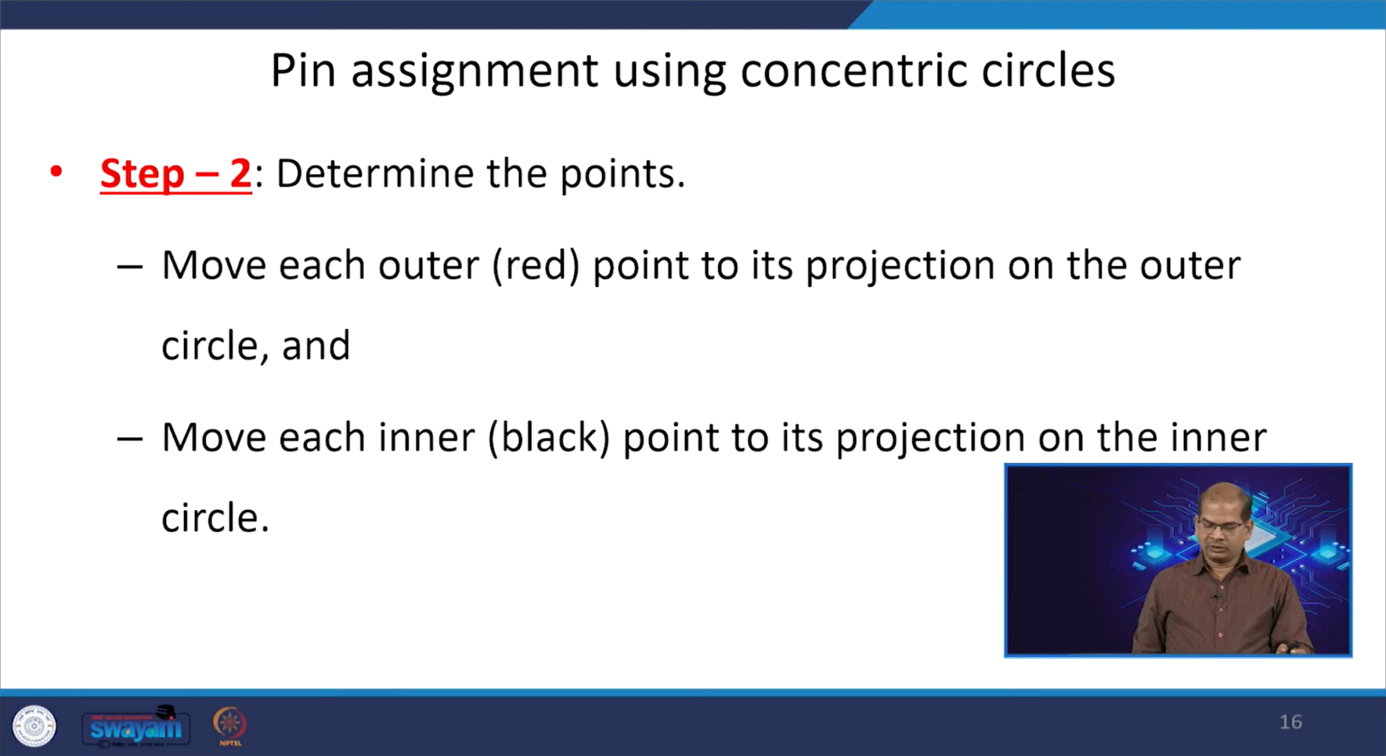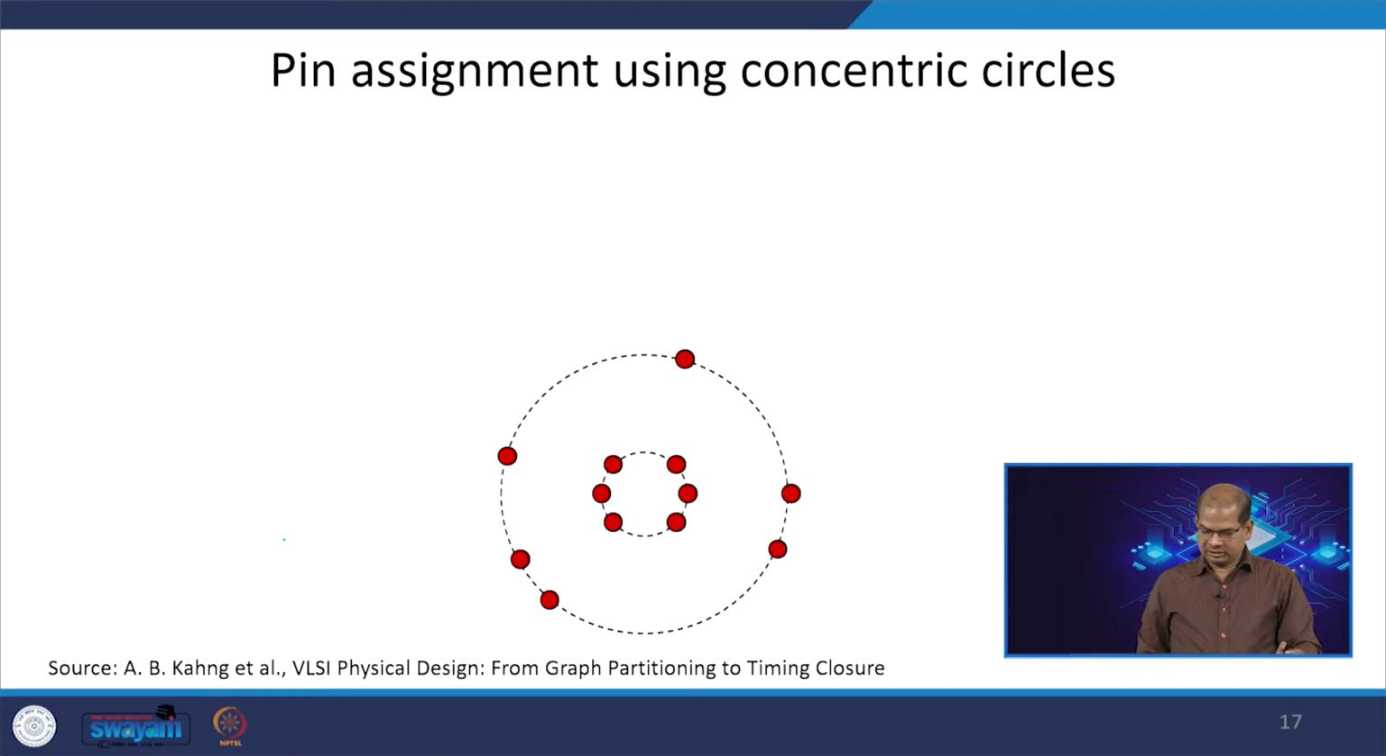Move each outer point to its projection point on the outer circle. Move each outer red point to its projection on the outer circle. Similarly, we move each inner black point to its projection on the inner circle. So, these are the points. Now, we forget about the pins. Now, we will look into the dots on the inner circle and the dots on the outer circle.